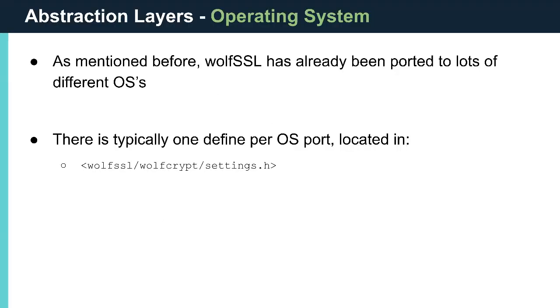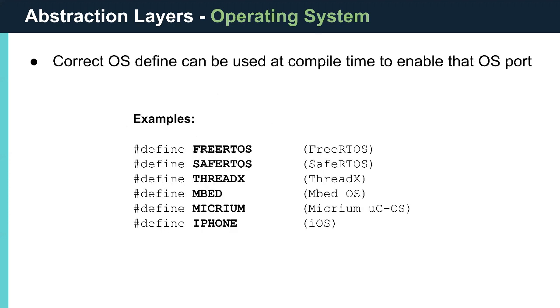As far as operating systems go, wolfSSL has already been ported to a number of different OSs and RTOSs, and you can look in our settings.h file, wolfssl/wolfcrypt/settings.h, to see the list of those OS ports that we have. Typically, we've got one defined per OS or RTOS. So FreeRTOS, SafeRTOS, ThreadX, etc., where you would just need to add that to your user settings and define it there.